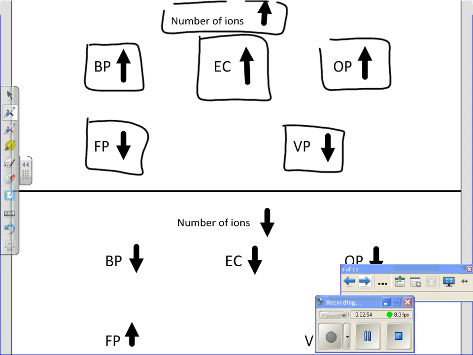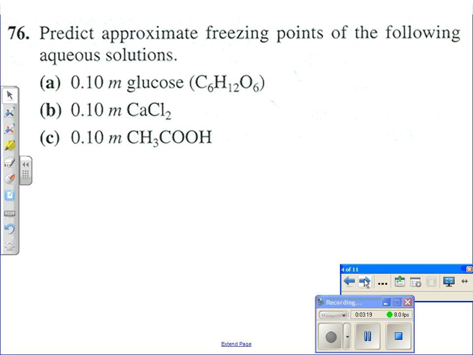If you flip this arrow over, what happens is all these flip over as well. So then basically what you would end up with is you would have a lower boiling point, less number of ions, you would have a lower electrical conductivity, lower osmotic pressure, and then freezing point and vapor pressure would be higher the lower particle amounts you have.